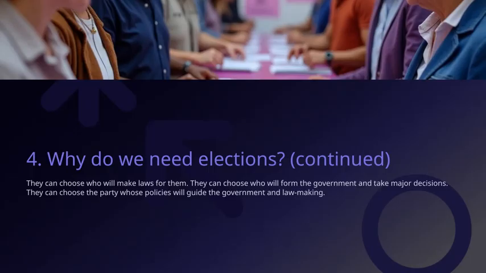So, why do we need elections? Well, they play a crucial role in our democracy. Through elections, we get to choose who will make the laws that govern us. It's our opportunity to decide who will form the government and take major decisions that affect our everyday lives. Additionally, elections help us select the political party whose policies will guide the government and influence lawmaking. Essentially, elections empower us to have a say in how our country is run, ensuring that the leaders and policies reflect the people's choices and needs.